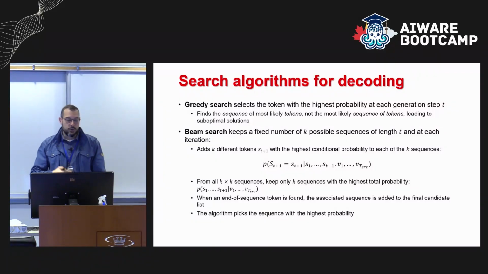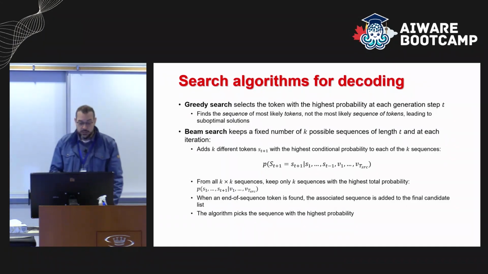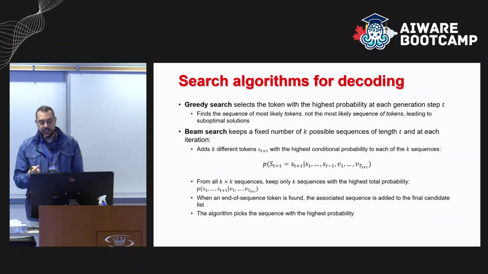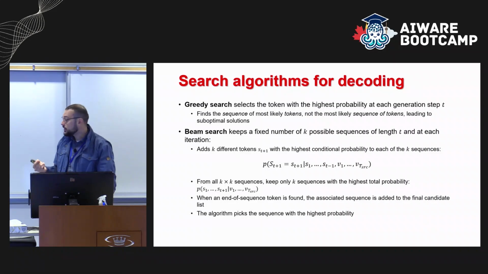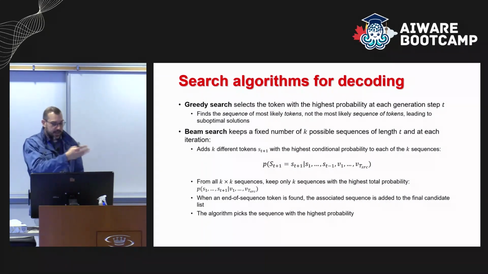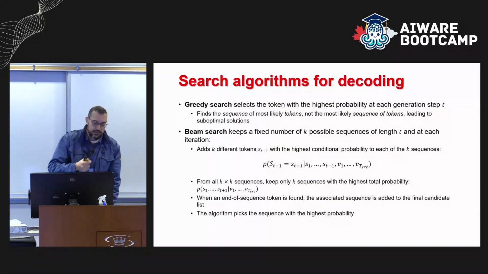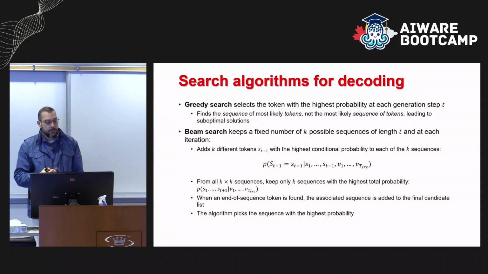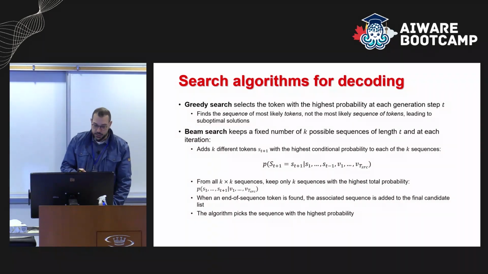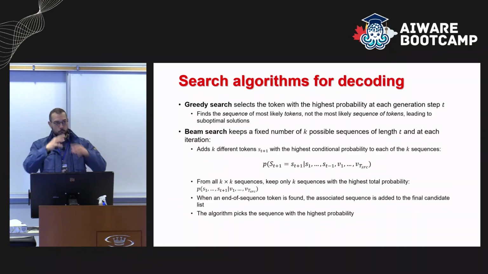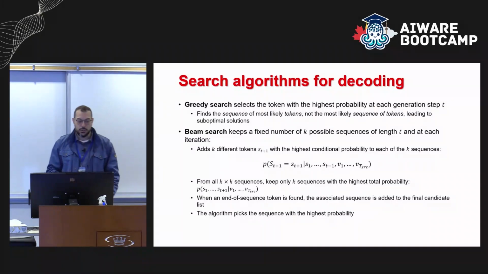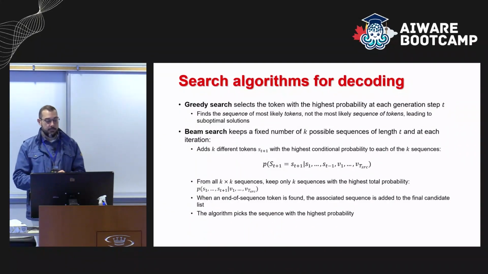And you have basically two search algorithms for decoding here. There are others, but I will show these two. Greedy search selects the token with the highest probability at each generation step T, so you are always getting the token from the top probability. But you can also use beam search, which will explore the space of possible generated sequences much more than greedy search.